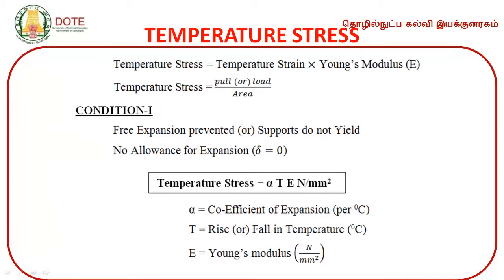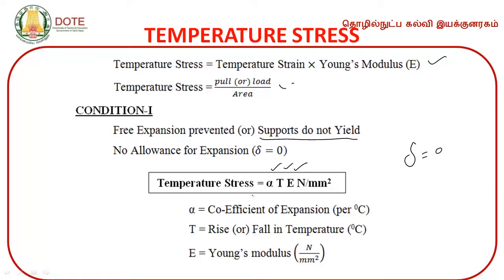The formula related to temperature stress is: temperature stress is temperature strain multiplied by Young's modulus. What is stress? Pull or load divided by area. So there are three conditions. First condition is free expansion is prevented. The supports do not yield. It means there is no allowance for expansion; the allowance is equal to 0. So temperature stress is given by the formula, in terms of stress, temperature difference and Young's modulus.